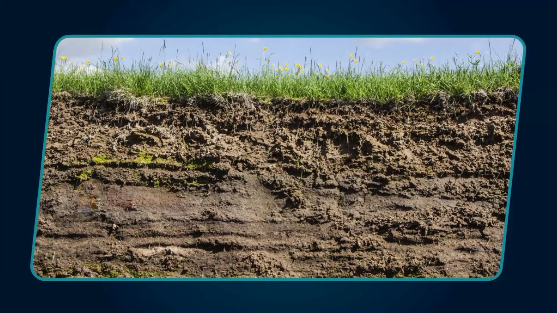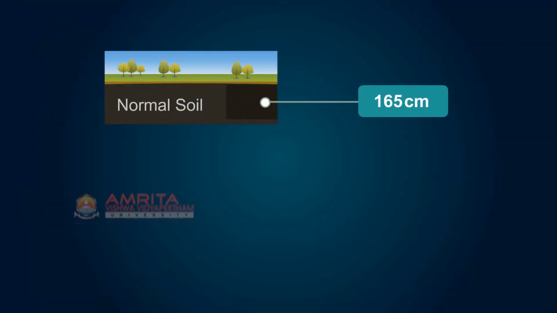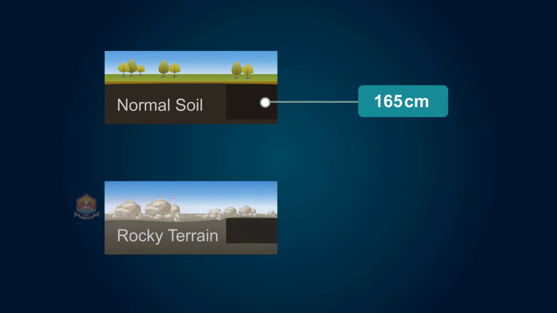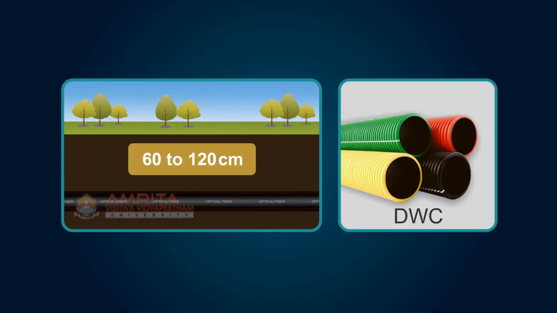The depth of the trench differs according to the soil strata. For normal soil, the specified depth of the trench is 165 centimeters. For rocky terrain, the depth can be 140 centimeters. If digging 140 centimeters in rocky terrain is not possible, the depth can be 60 to 120 centimeters and the cables can be protected with DWC pipes.